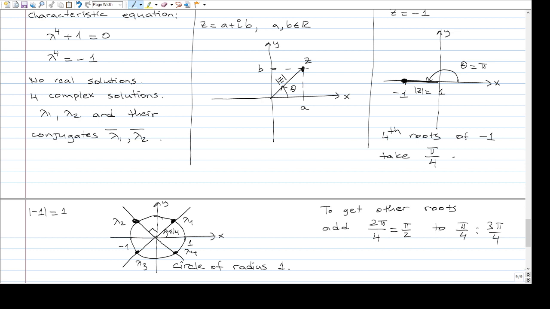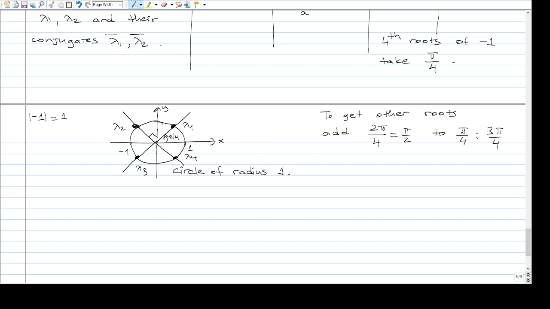Okay, so what are these numbers? Now the angle is pi over 4. The radius of your circle is 1. So lambda 1 is, since the radius is 1, cosine of pi over 4 plus I times sine of pi over 4. Think about it as polar coordinates. Pi over 4 is your angle. So the x-coordinate is cosine of pi over 4, since the radius of your circle is 1, and the y-coordinate is sine of pi over 4. So as a complex number, we consider the x coordinate plus I times the y coordinate. So this is root 2 over 2 plus I times root 2 over 2.